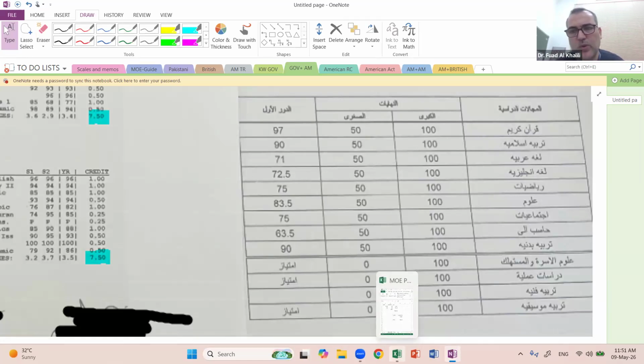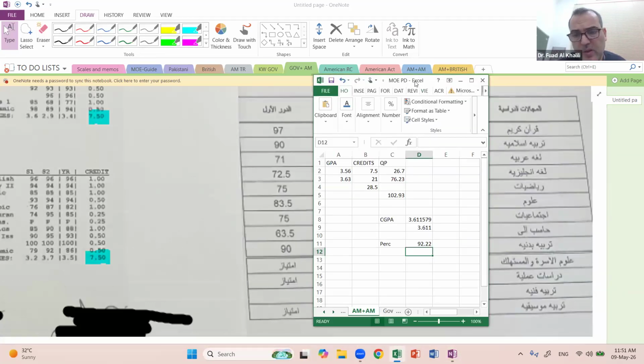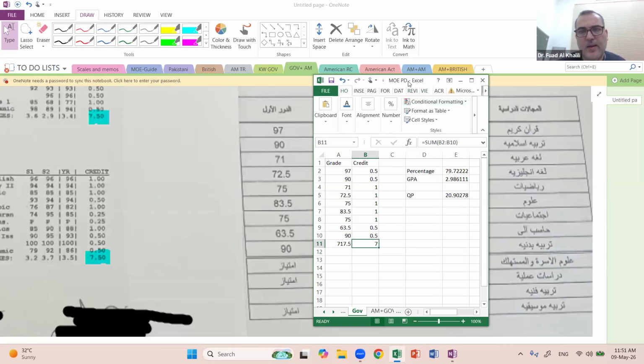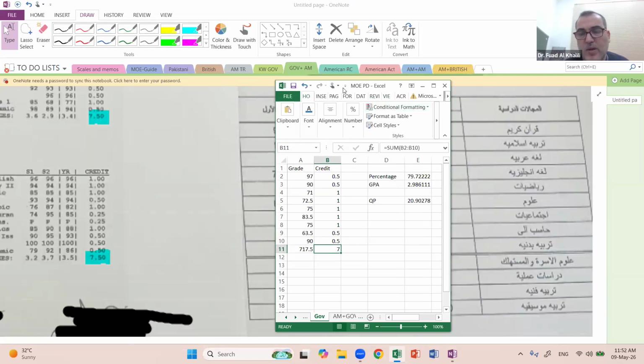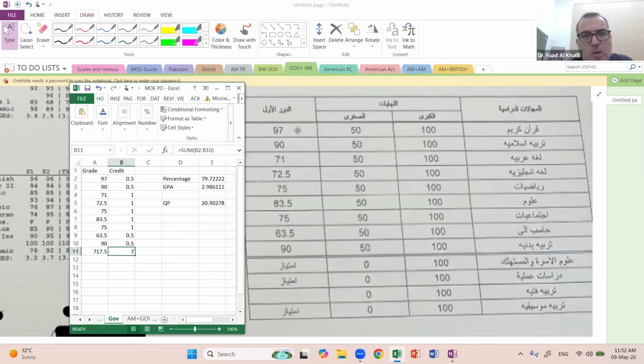But let's say a grade 9 student moved to your school. How do you calculate the GPA for a grade 9 student coming from the government? I moved this grade 9 report card to this Excel sheet. In the Quran he got 97, in Tarbiyah Islamiyya 90, in Lugha Arabiya 71, in English 72.5, in math 75, in Ulum 83.5, and so on.